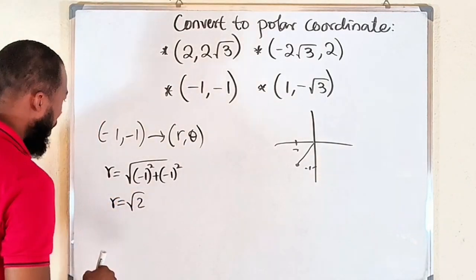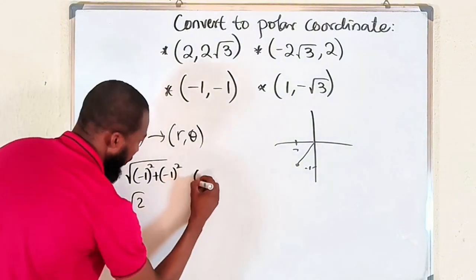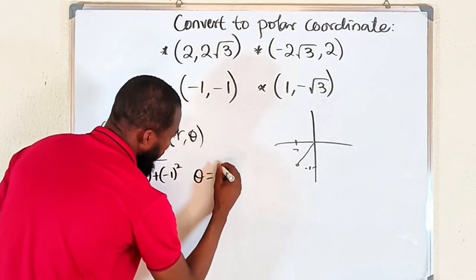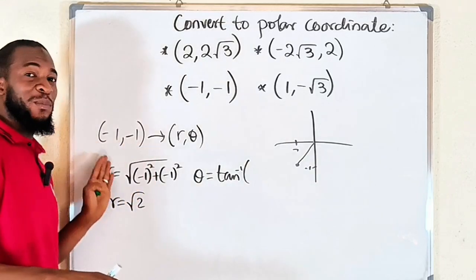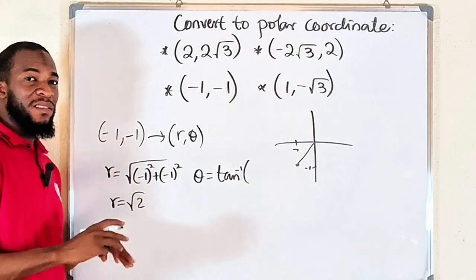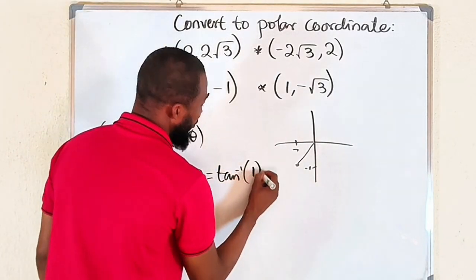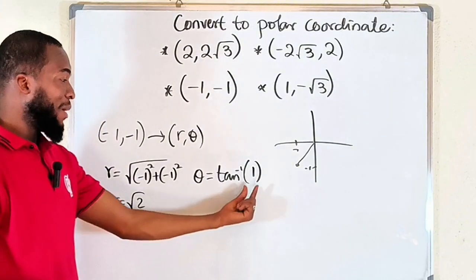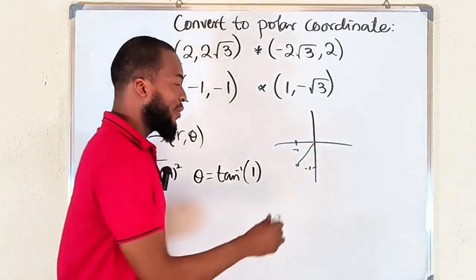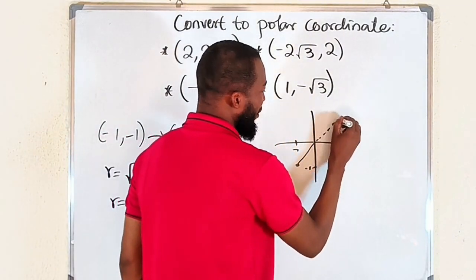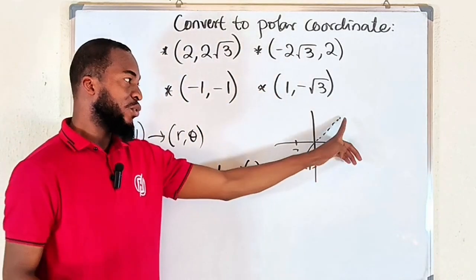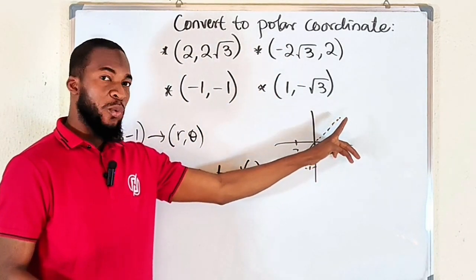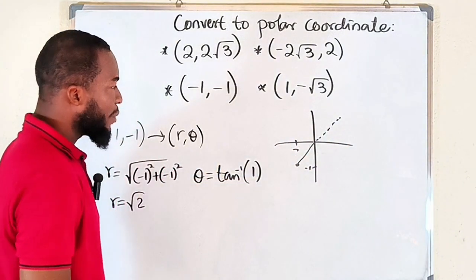Then what about the angle, theta? Theta will be equal to tan inverse of -1 divided by -1 because both y and x are the same. So the ratio will be just 1. But remember that since it is positive, it is going to give you an angle here, which is 45 degrees. All right? If you take tan inverse of both sides, it will return 45 degrees or pi divided by 4. Let me use pi divided by 4.